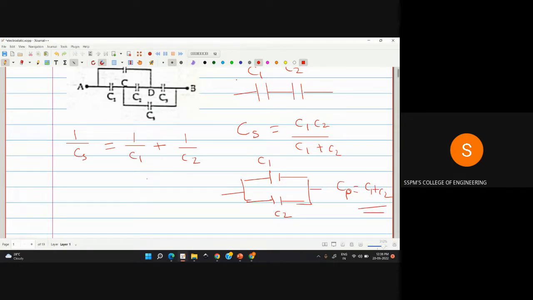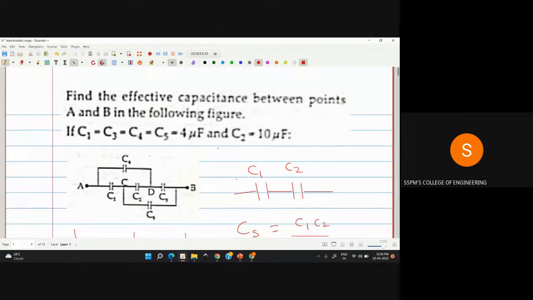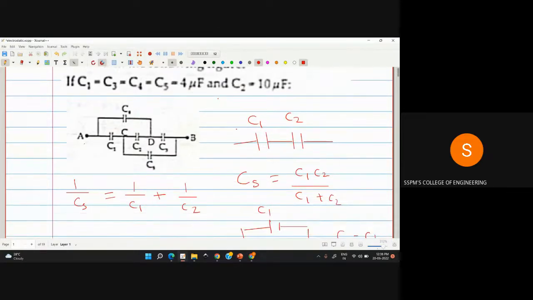Isn't it? मग हे दोन जर इक्वेशन जर माहित असतील तर तुम्हाला हा प्रॉब्लेम सॉल्व्ह करता येईल. आता ह्या प्रॉब्लेम मध्ये काय दिलेलं आहे? Find the effective capacitance between A and B. ए आणि बी मधला इफेक्टिव्ह कॅपॅसिटन्स फाइंड आउट करायचा आणि कॅपॅसिटन्स व्हॅल्यू दिलेले आहेत. हा C1 आहे, हा C2 आहे, हा C3 आहे, this is C4 आणि हा C5 आहे. तर कसं कॅल्क्युलेट करायचं?